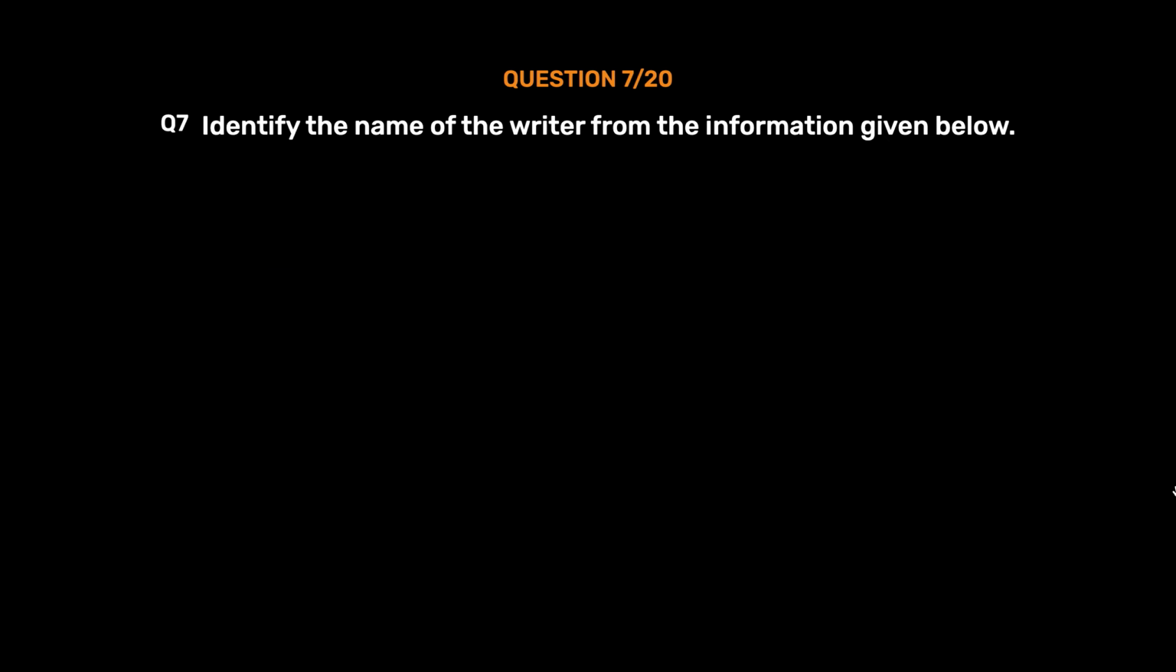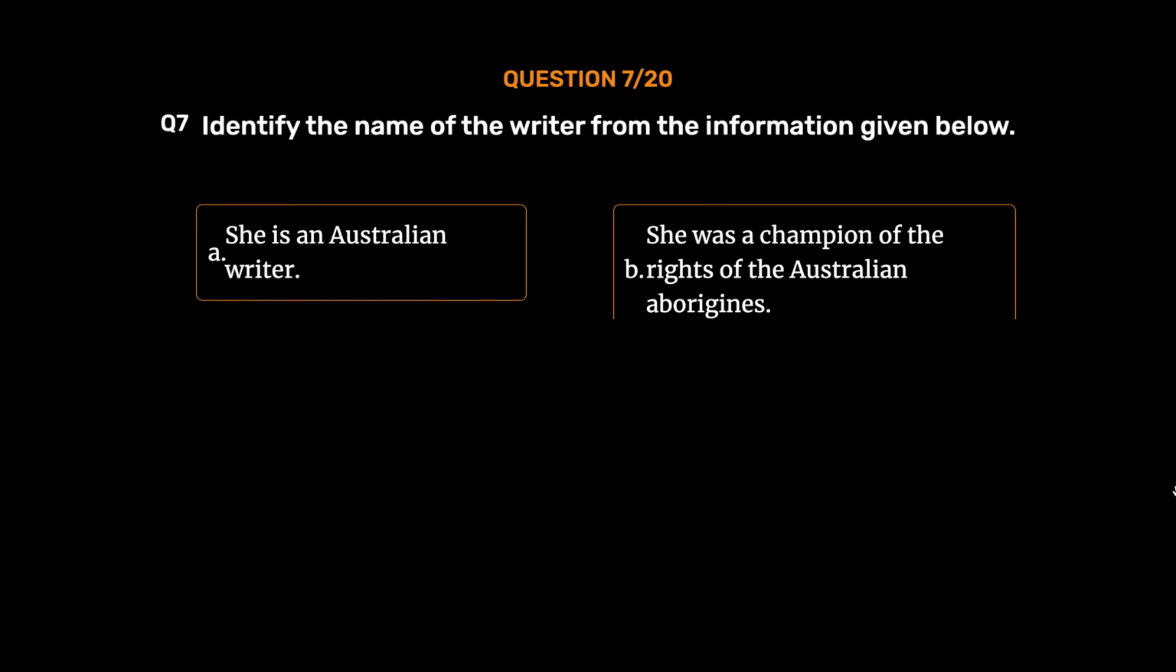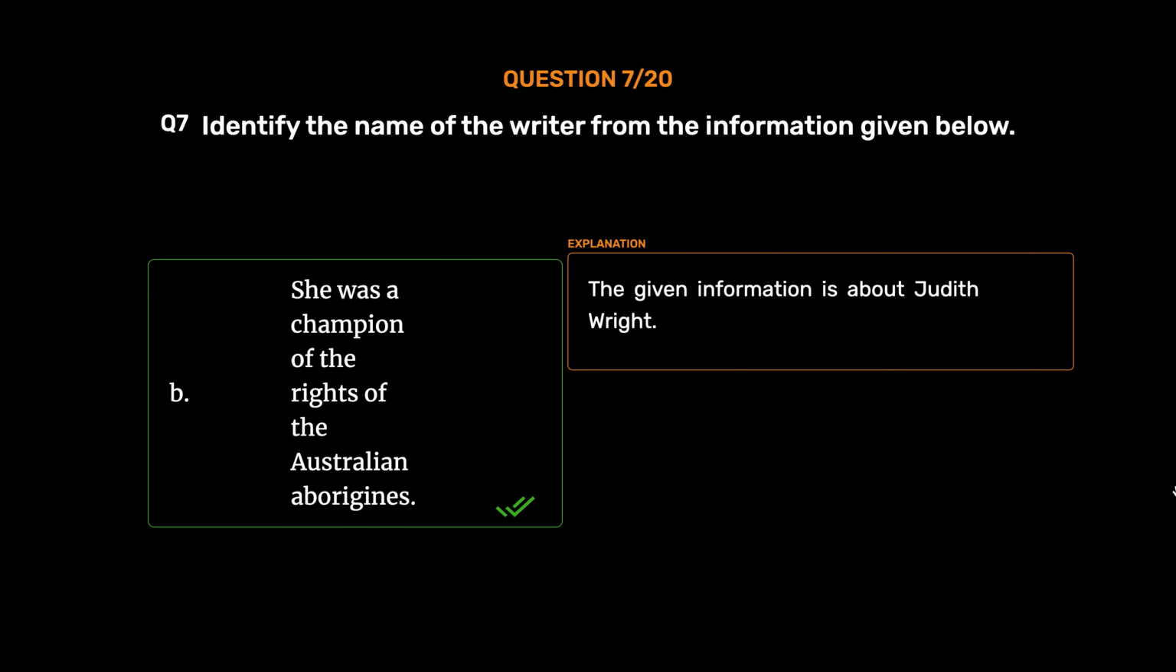Question number 7. Identify the name of the writer from the information given below. Option A, she is an Australian writer. Option B, she was a champion of the rights of the Australian Aborigines. Option C, she wrote many moving poems about the loss created by keeping the white people and the natives apart. Option D, none of these. The correct answer is option B, she was a champion of the rights of the Australian Aborigines. The given information is about Judith Wright.